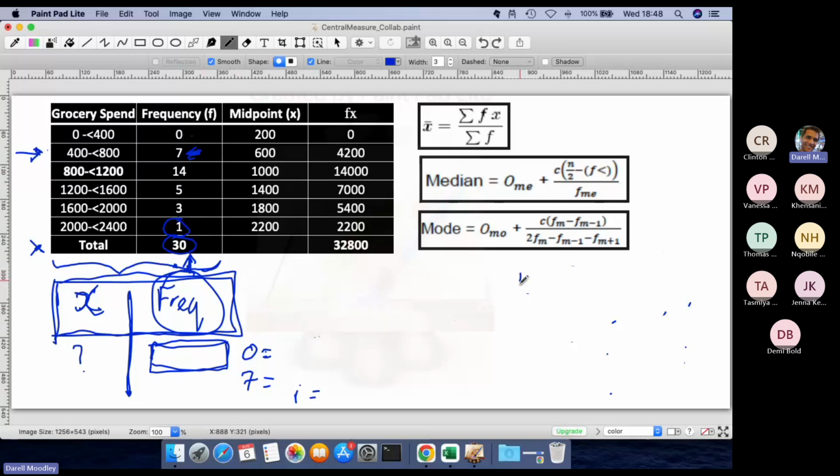So in your frequency column, you're going to have 0, 7, 14, 5, 3, and 1. That'll be the last number. Just raise your hands once you've captured the frequency column, so I just know everyone's finished that. Raise your hands once you're done.